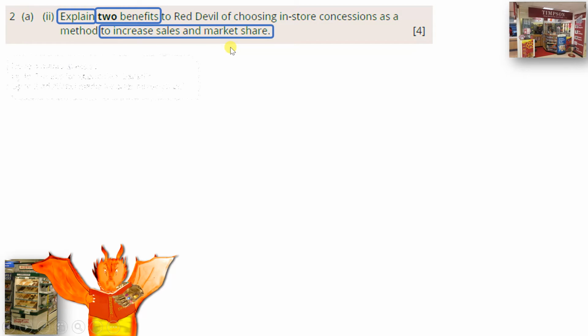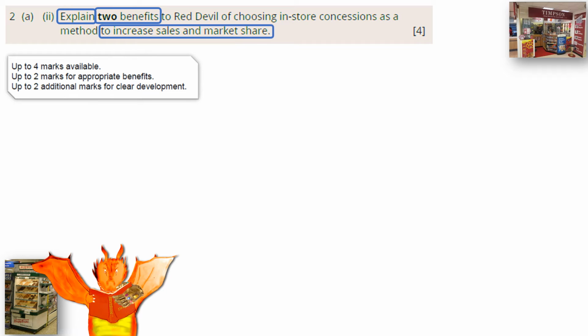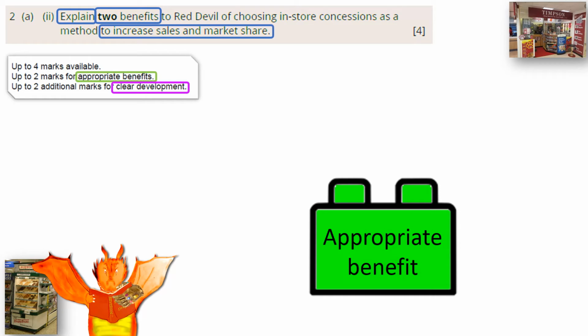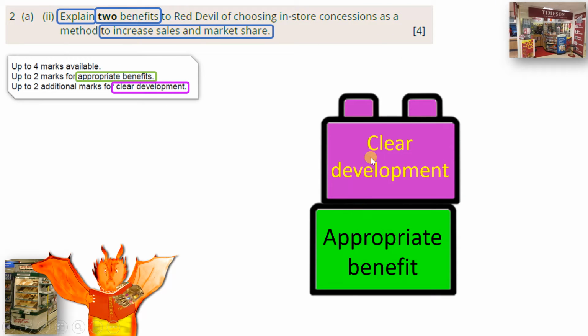So here's the structure advised by the exam board, and like before, you start off with the simple basic level, which is asking you to comment on the appropriate benefits, and that's for 2 marks, 2 benefits, 2 points. And then you've got to develop that further and obviously link that to the sales and market share, because that's why Red Devil are choosing the in-store concession. So we're going to start with the green block, the simple statement, the benefit, but this time we're going to take each benefit, and because we've got to look at taking it up to a clear description, that clear development, we're going to take the simple benefit, develop each one, and then we go on to the second one.